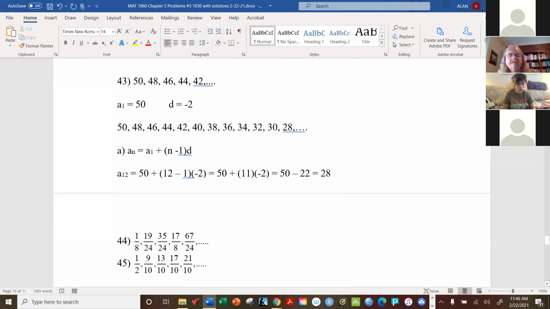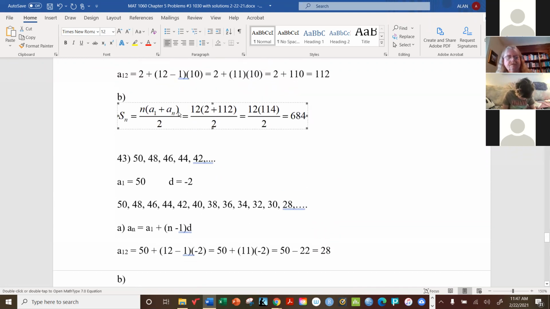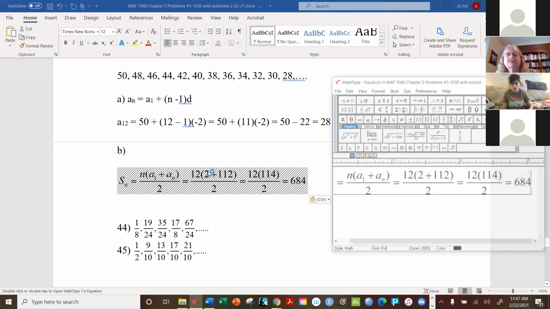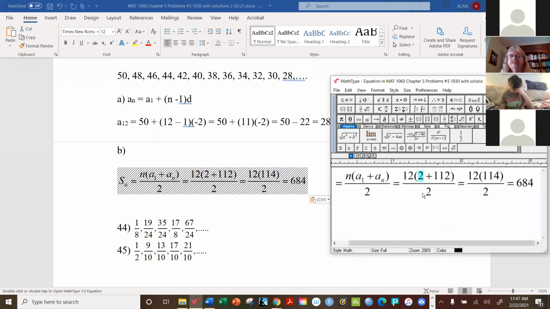And then, of course, we need the sum of those first 12 terms. So the terms we need are 50 and 28. So we've got 12 times 78 over 2. And that turns out to be, let's see, 468.